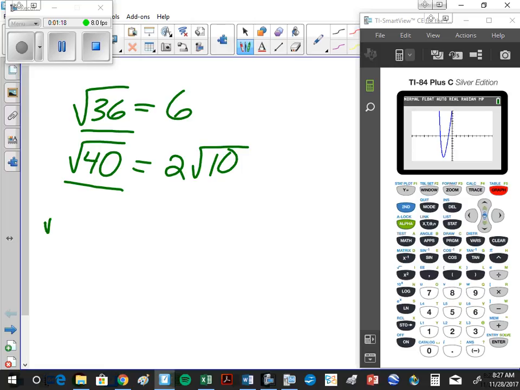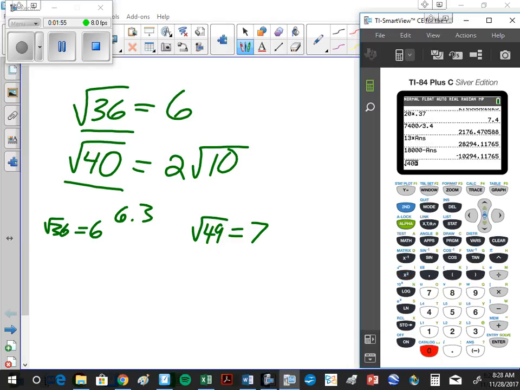Well, we know that the square root of 36 is 6, and we know that the square root of 49 is 7. So the square root of 40 is somewhere in between. Would you guess that it's closer to 6 or closer to 7? Probably closer to 6. Now, let's find out what that is. We'll guess 6 point, what would you guess? 3? 6.3? Let's try it.